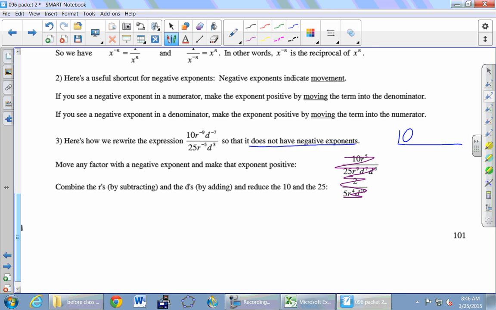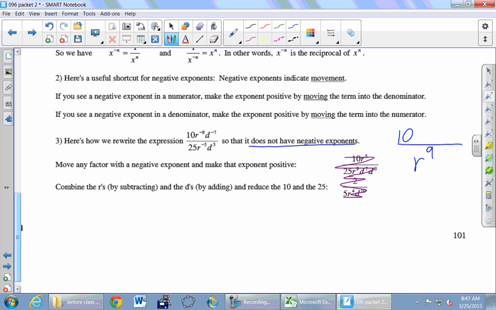The next thing I see is r to the negative 9. In order to make that r to the positive 9, I need to move it. That r to the negative 9 is currently upstairs. We're going to make it like a 1 over and put it downstairs. So that goes downstairs and becomes r to the positive 9. This is the key for today. If you see a negative exponent, you move it to the other place. It was on top, we move it to the bottom and make it positive.